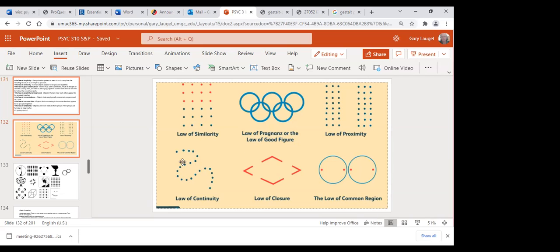Law of continuity, right? In other words, we see this as a single line moving in a certain direction, or maybe no movement at all. Maybe just the idea that we're seeing it as a single object. The law of closure. The law of closure says that you may see a diamond here. There is no diamond, but we close the gaps, the spaces between the adjacent areas. The law of common region. You may perceive two dots belonging together here and two dots belonging together there because they belong to the same area in the picture.